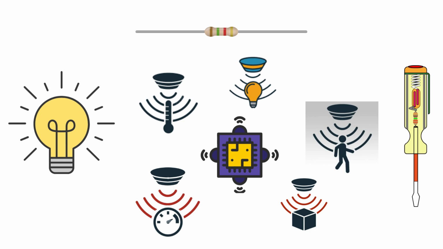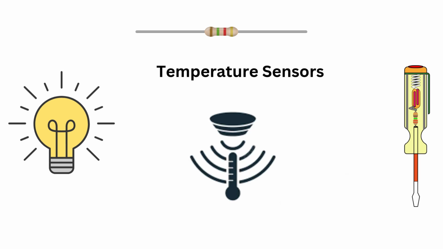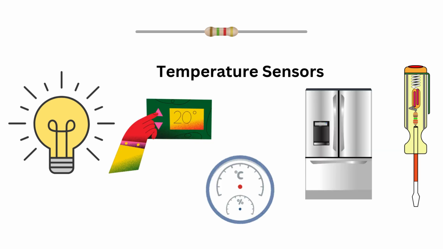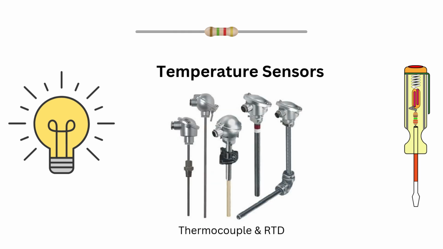Sensors come in all shapes and sizes, but we can broadly categorize them based on what they detect. Here are some common ones you will encounter in electrical engineering. Temperature sensors. First up, temperature sensors. These measure heat or cold. You will find them in thermostats, refrigerators, and even in your car's engine. Common types include thermocouples and RTDs.